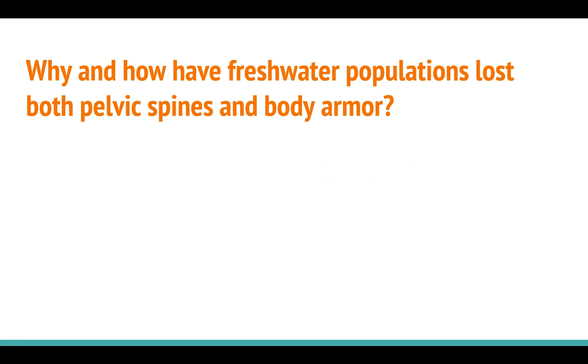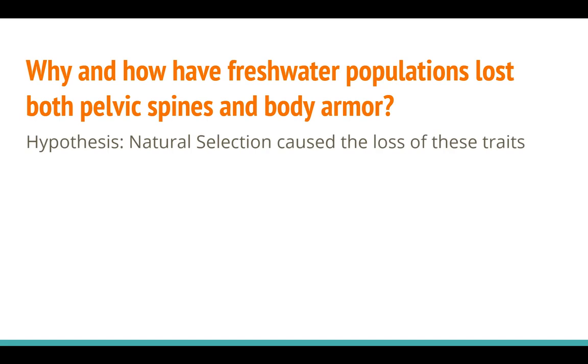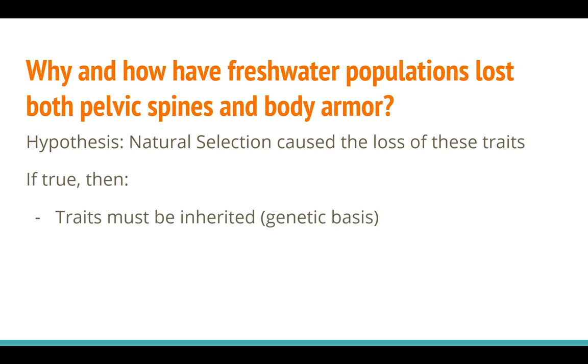So the first thing we're trying to figure out is why and how have these freshwater populations lost these two traits? Well, of course, the first thing that we think of is probably natural selection, right? That's usually what causes this type of change. If that's true, then it has to fit Darwin's whole process of natural selection, which means those traits have to have a genetic basis, right? They have to be something that can be inherited.